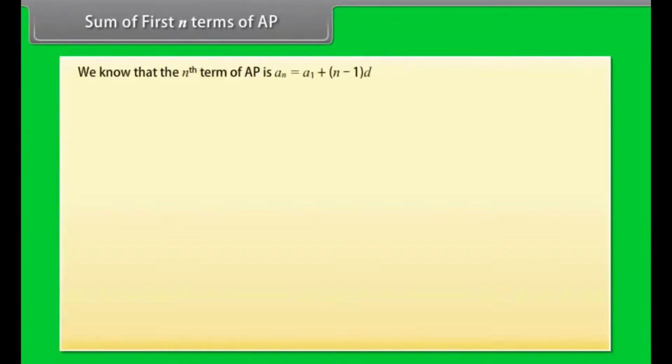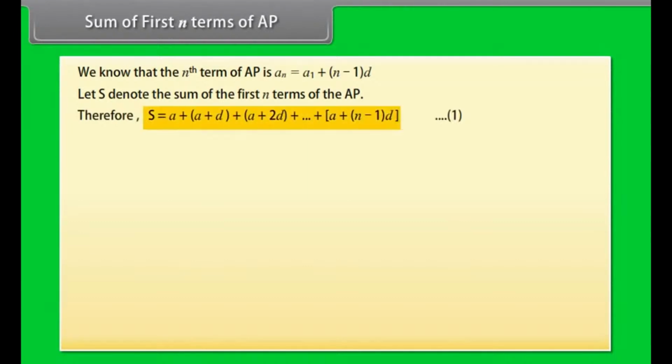Sum of first n terms of AP. We know that the nth term of AP is An is equal to A1 plus (n minus 1)D. Let S denote the sum of the first n terms of the AP. Therefore, we have S is equal to A plus (A plus D) plus (A plus 2D) plus so on plus (A plus (n minus 1)D). Mark it as equation 1.